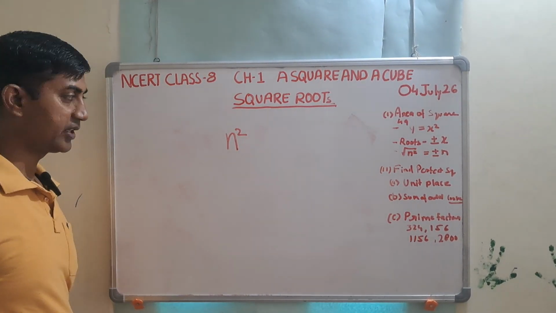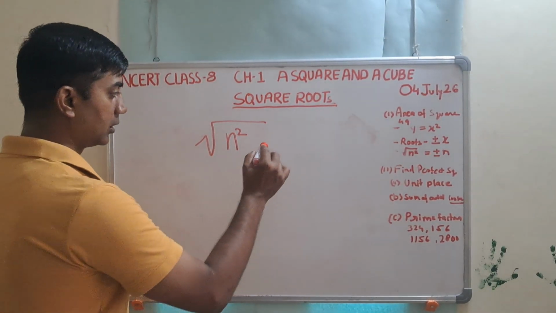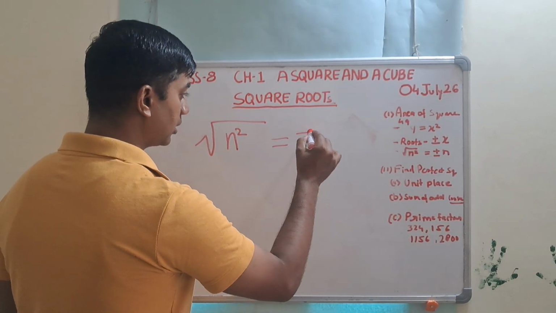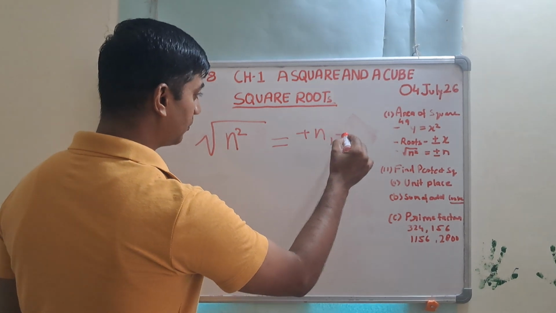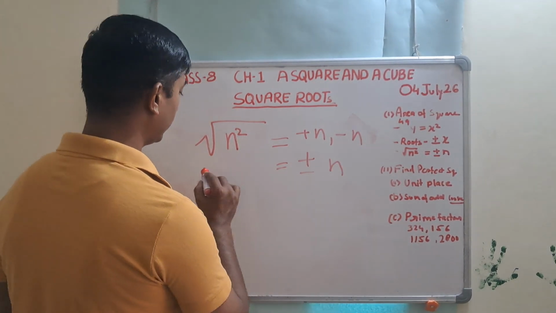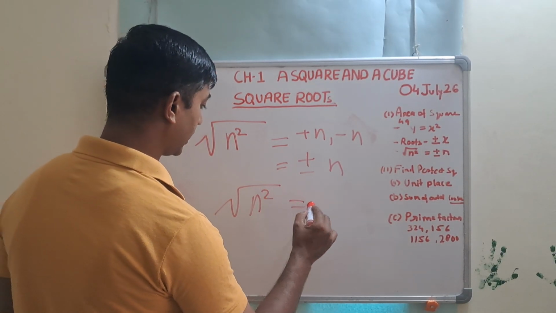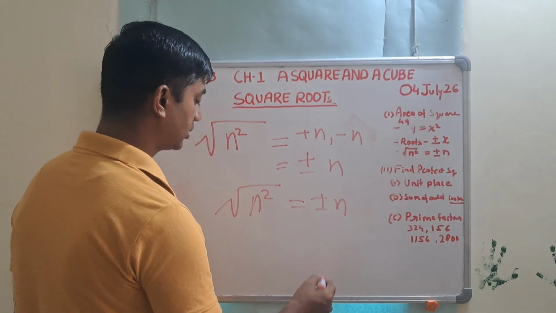n square is a perfect square. When you apply this square root symbol, your result will be plus n and minus n, that is plus minus n. You have to remember this relation. The square root of n square is plus minus n. Understood?